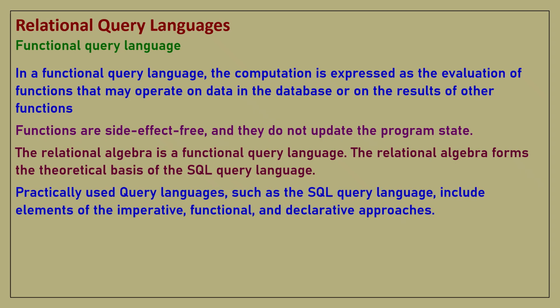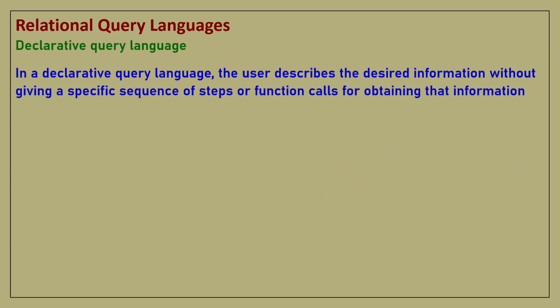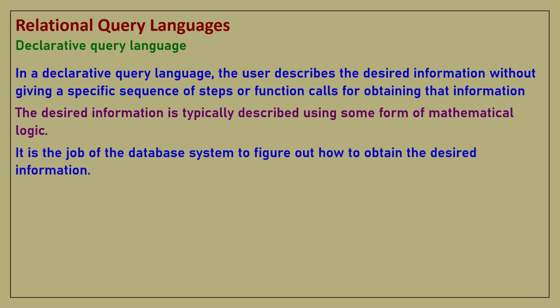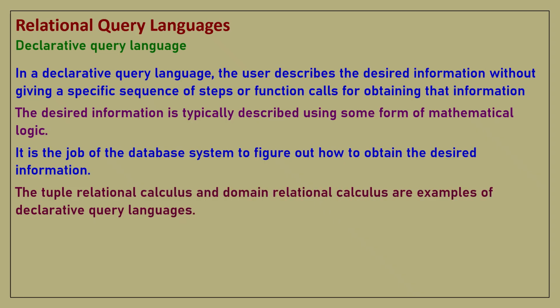Practically used query languages, such as the SQL query language, include elements of the imperative, functional, and declarative approaches. In a declarative query language, the user describes the desired information without giving a specific sequence of steps or function calls for obtaining that information. The desired information is typically described using some form of mathematical logic. It is the job of the database system to figure out how to obtain the desired information. The tuple relational calculus and domain relational calculus are examples of declarative query languages.